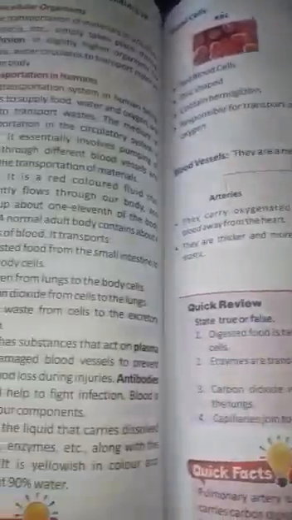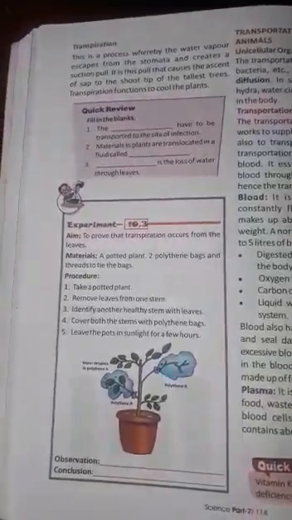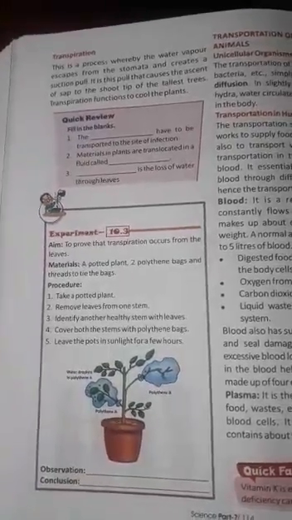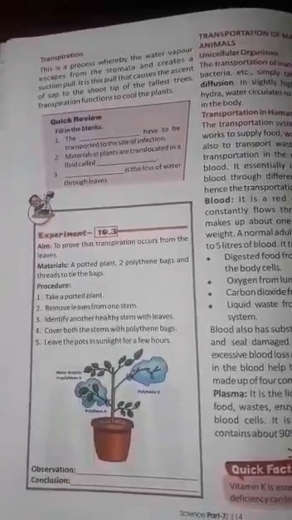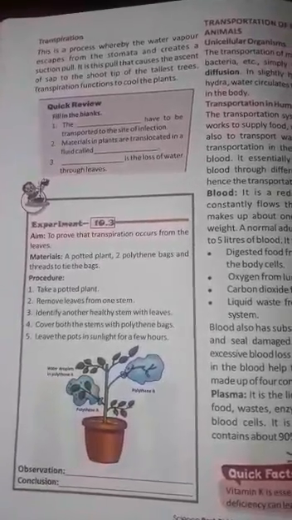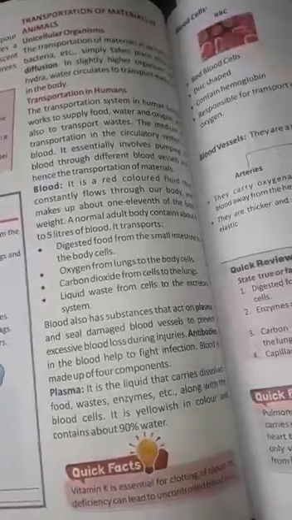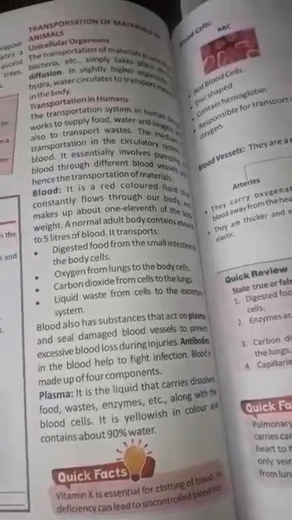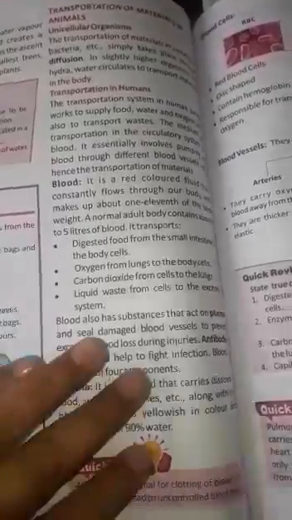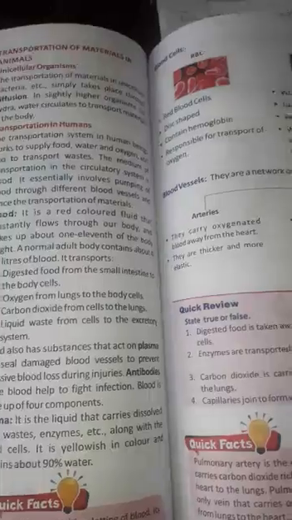Now the transpiration, as I told earlier: the plant continuously absorbs water, so the excess water is absorbed in their body. This excess water is removed in the form of water vapor through the small tiny pores. This is called transpiration. Now the transportation of materials in animals. As you know, the unicellular animals have a single cell body, like the amoeba, paramecium, euglena.